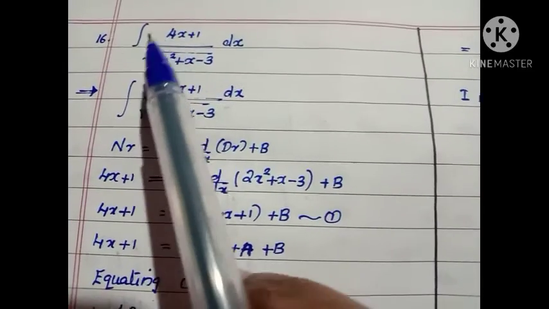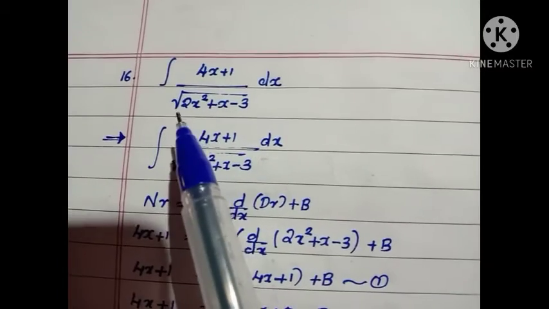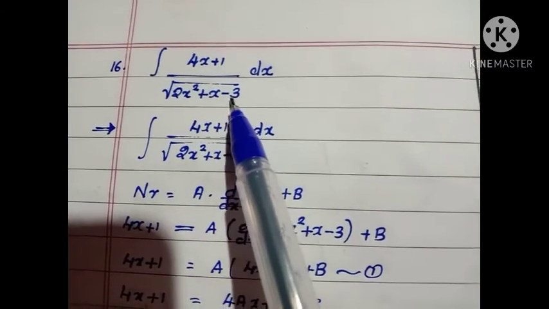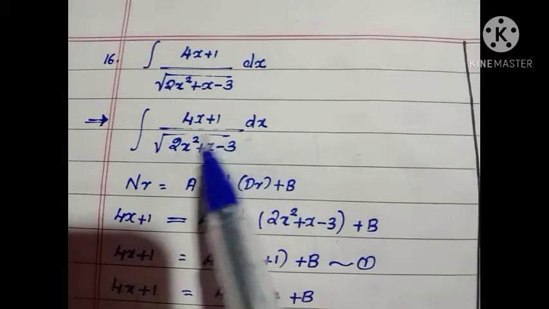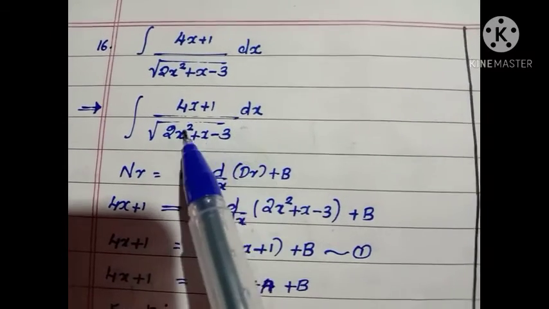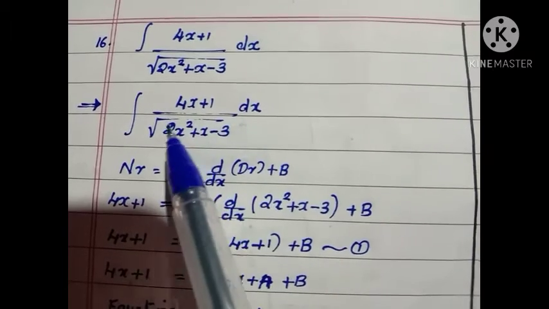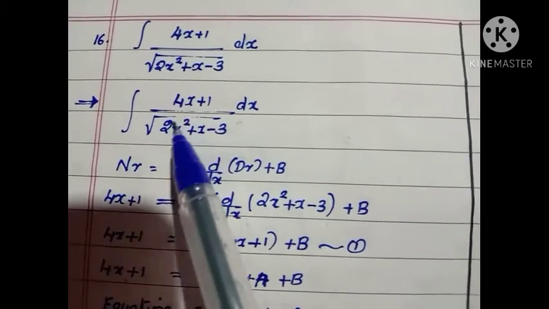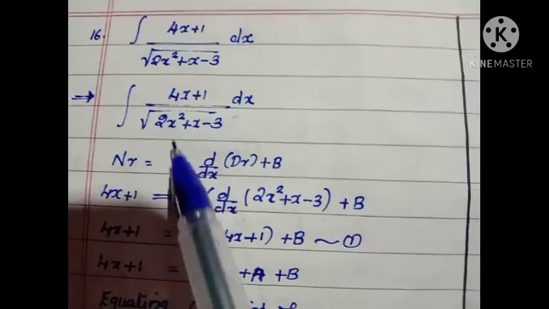Let's go. Question number 16. Integral 4x plus 1 by root of 2x square minus x plus 3 dx. Okay. So listen, here the denominator is a root. So you need to consider this quadratic expression only. No need to take this root.